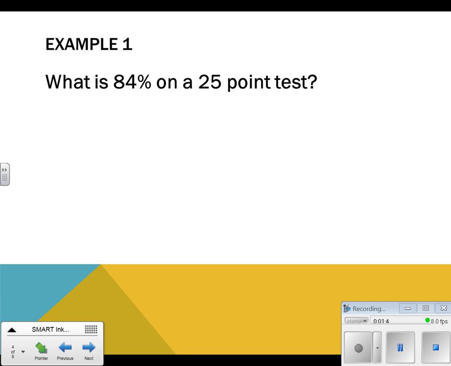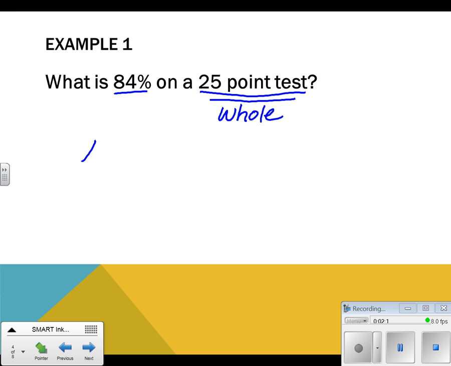Example 1. What is 84% on a 25-point test? So we want to set up an equation. 84%, we have our percents. This is one part we know in our equation. In the 25-point test, now if we've got a part and a whole and we're looking at a 25-point test, that's going to be your whole. That would not be your part if you're looking for what part you got correct. So part is what we're looking for here.